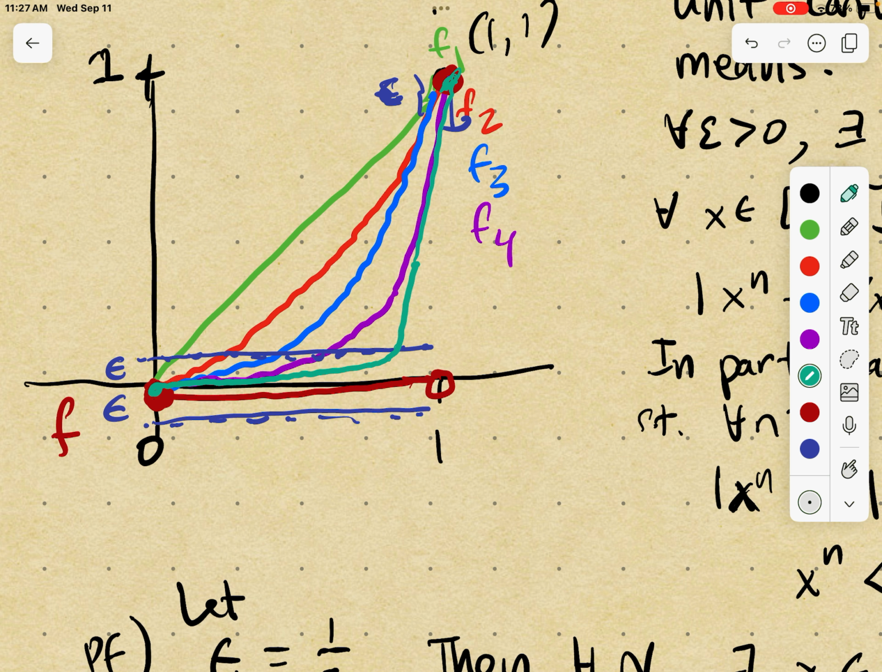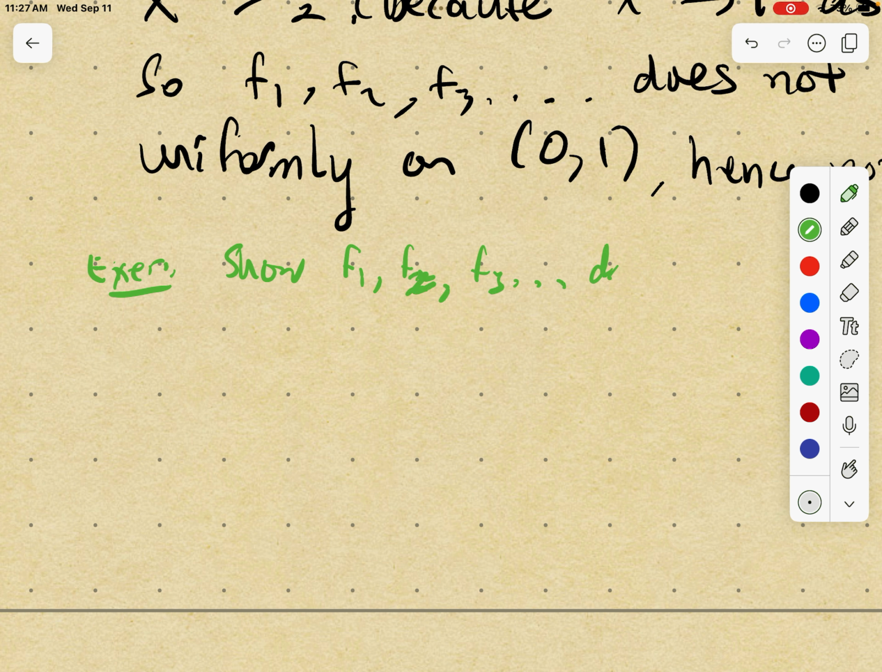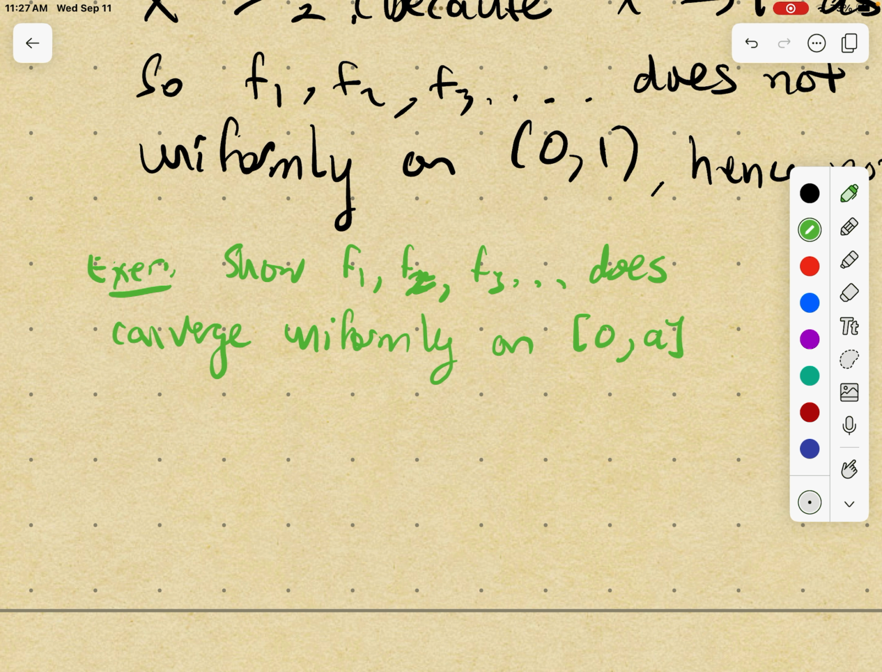By the way, it would be a nice exercise to prove that this sequence of functions does converge if you restrict the domain to be, say, the closed interval from 0 to anything less than 1, so 0.9999. So a good exercise would be to show that the sequence given above does converge uniformly on the closed interval from 0 to a, if a is strictly less than 1.